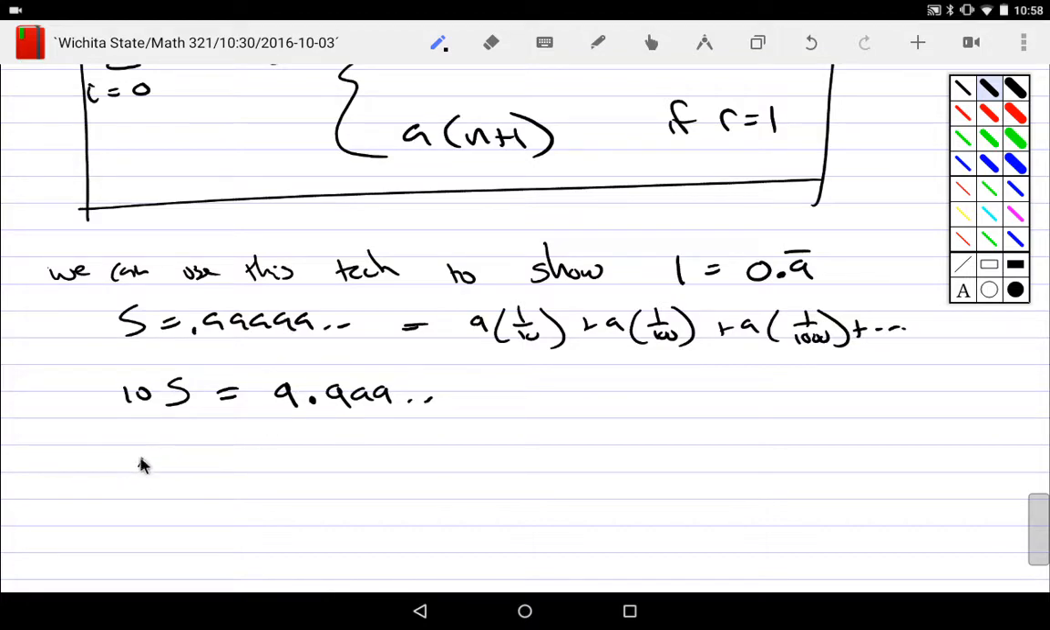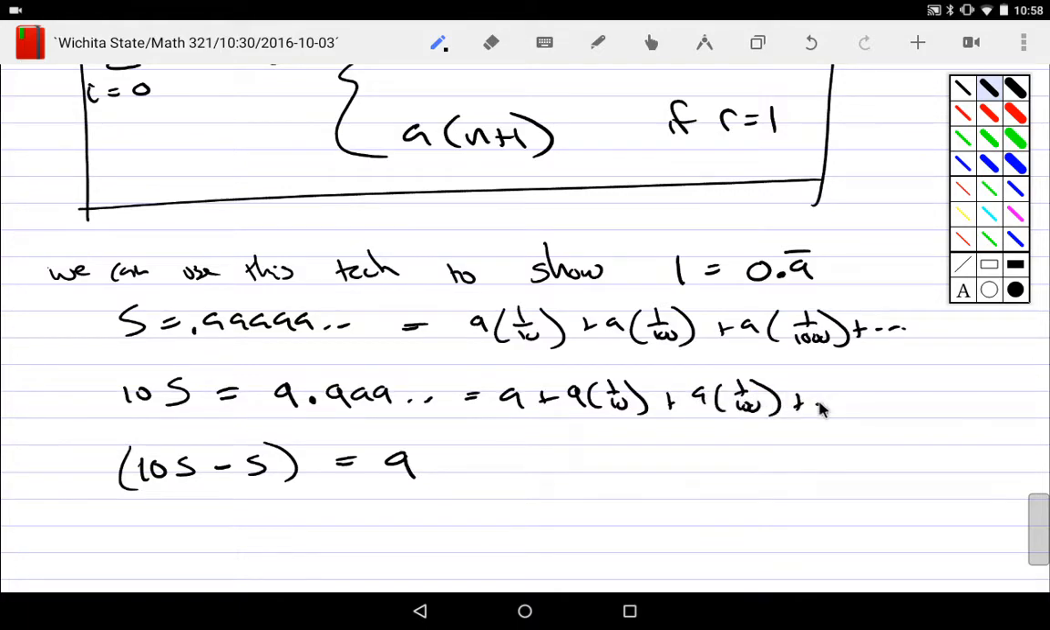And what happens if I do 10S minus S? All these 0.9s go away. What's left? 9. Because this is 9 plus 9 times 1/10 plus 9 times 1/100 plus dot, dot, dot. What happens? That cancels that, cancels that, cancels that, right? They all cancel from there to infinity.